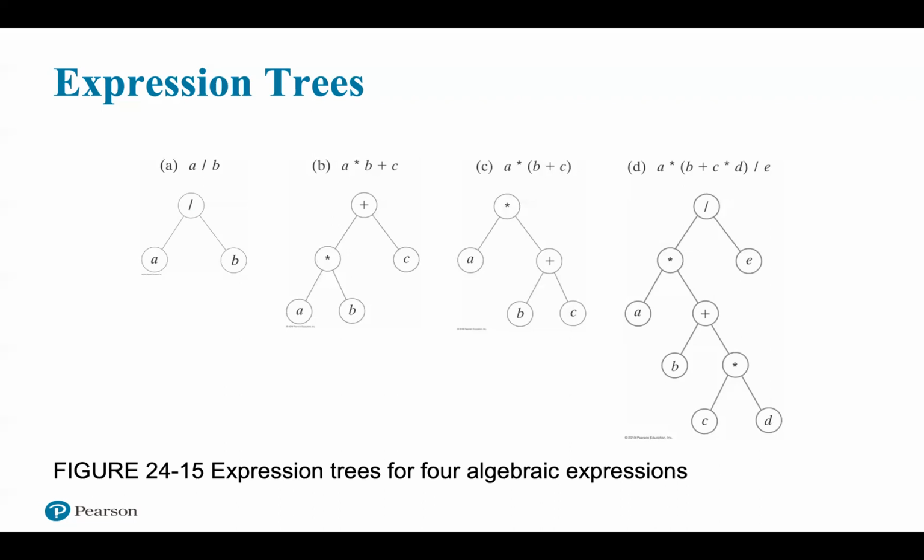Notice that the order of the children matches the order of the operands. Such a binary tree is called an expression tree. Figure 24.15 also contains other examples of expression trees. Notice that any parentheses in an expression do not appear in trees. The tree, in fact, captures the order of the expression's operands without the need for parentheses.